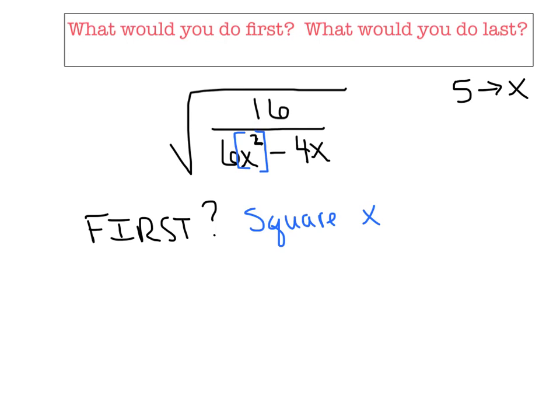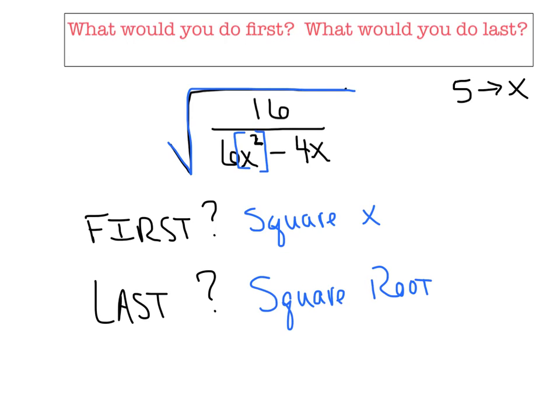Now, as far as what I would do last, you kind of have to fast forward. Think about what you would do second, third, fourth, and then eventually last. For me, the very last thing that would happen would be this radical sign, or the square root. After I square my x right here, I'm going to multiply it by 6. I'm also going to multiply my x by -4 and combine these two terms. Then I'll have 16 divided by my denominator, and once I'm done dividing, the very last thing I'm going to do is take that square root.